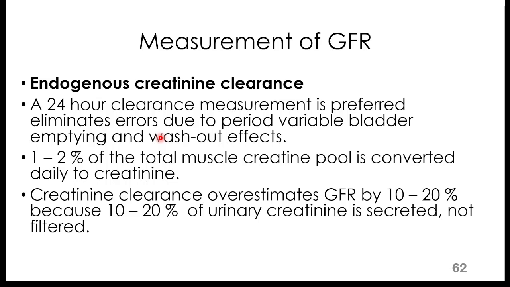But creatinine clearance overestimates GFR by about 10 to 20%, because about 10 to 20% of urinary creatinine is secreted, not filtered. So it means that whatever amount of creatinine we find in the urine, only about 80 to 90% of that creatinine was filtered. The other 10 to 20% was secreted from the tubules into the urine.